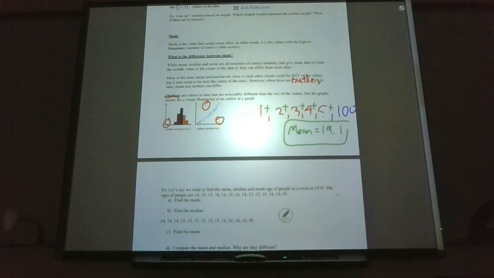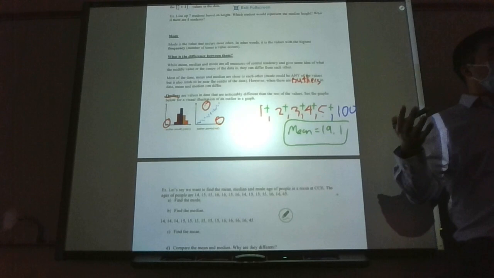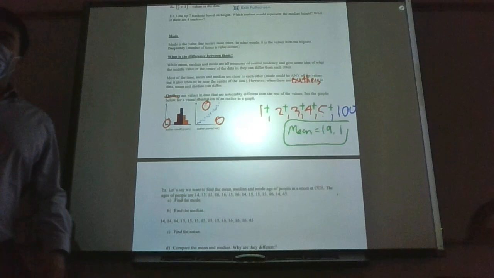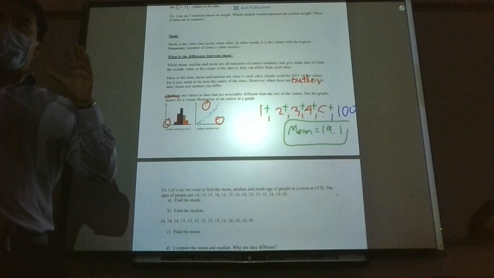So the median is quite strong in that sense, right? In the sense that it doesn't really change that much if you add in outliers. So the rule there: if you have outliers, probably best to use median, right? But there's no real rule. Honestly, as much as I say that this is kind of a rule, it's not written in stone.